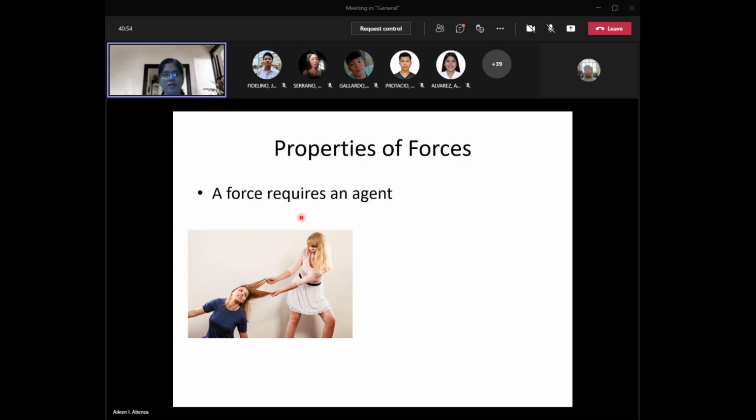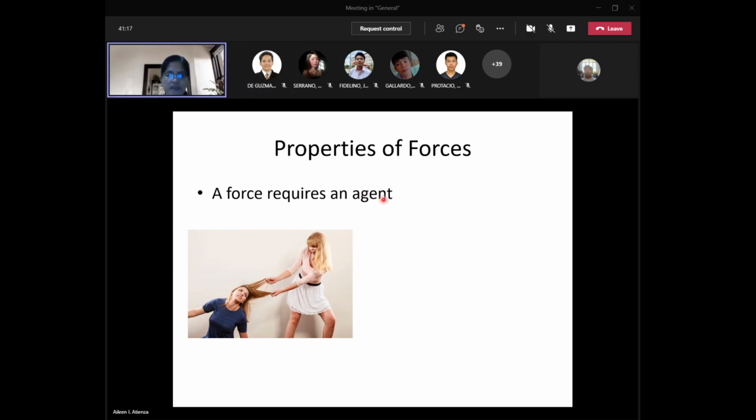Anyone? Ma'am, yung naghihila po nung buhok. And the one that, ma'am, in which part? Which part yung talagang nag-a-apply ng force? Ano po ma'am, may isa pong other body na nagpo-pull nung hair dun sa isang babae po ma'am.